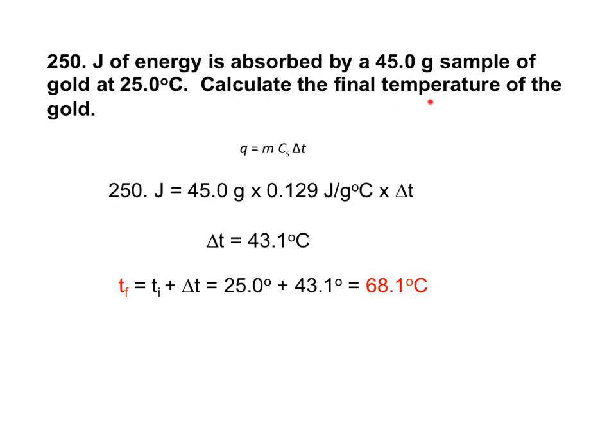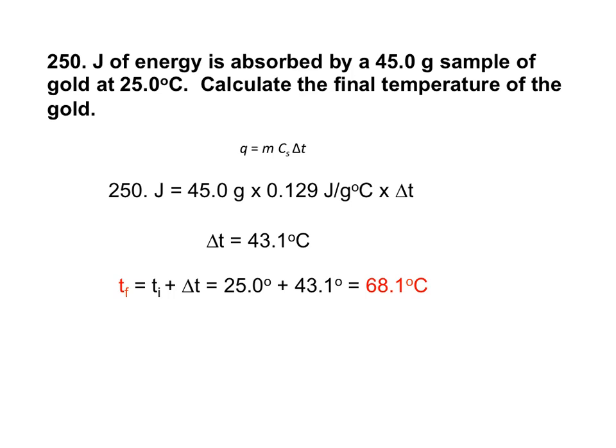Now, they want us to calculate the final temperature of the gold. If we look at this specific equation, notice that there's no temperature final or temperature initial. So basically, we're going to have to take 2 steps in order to calculate temperature final. However, we do know that if we solve for delta T, we can get close to our temperature final information. So what are we going to do first?